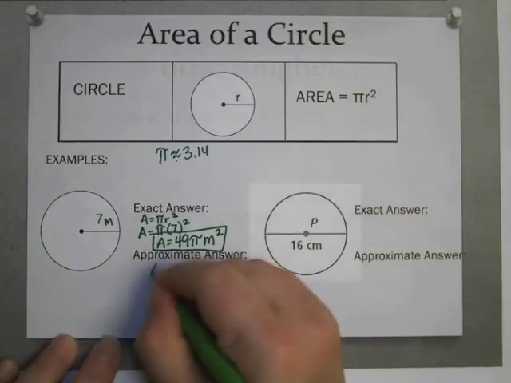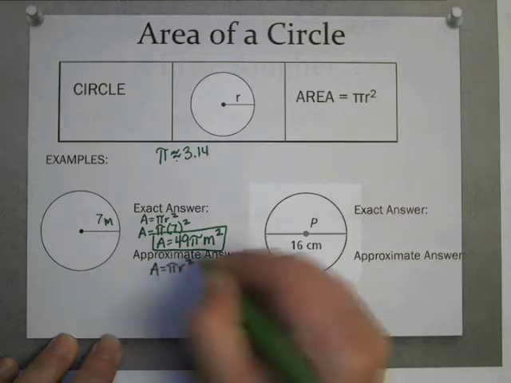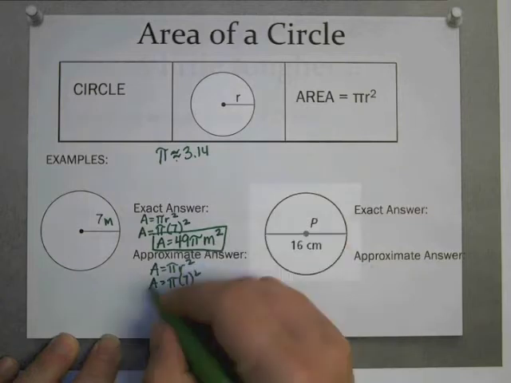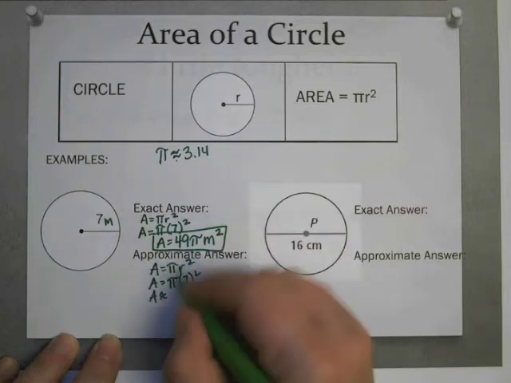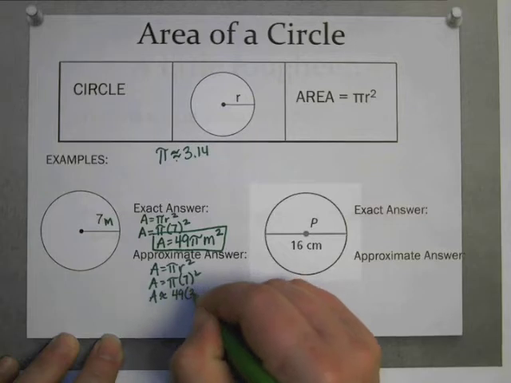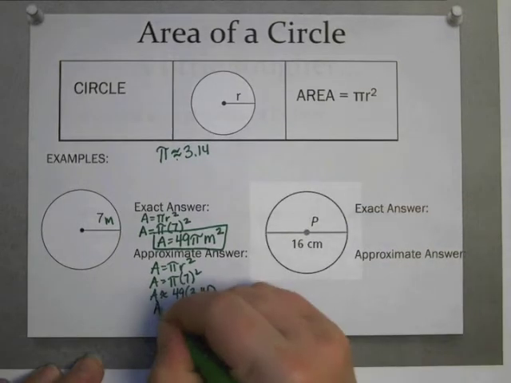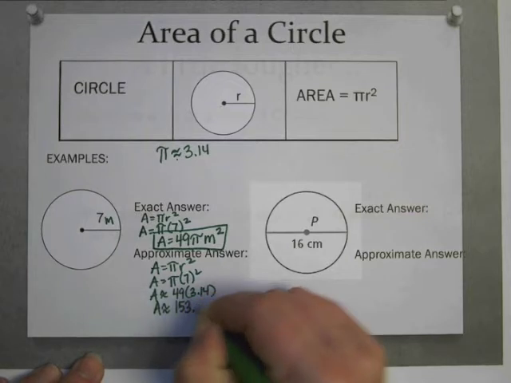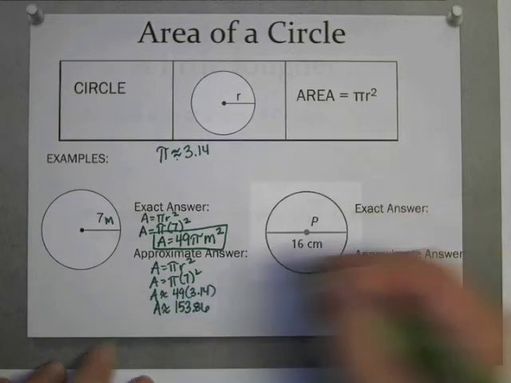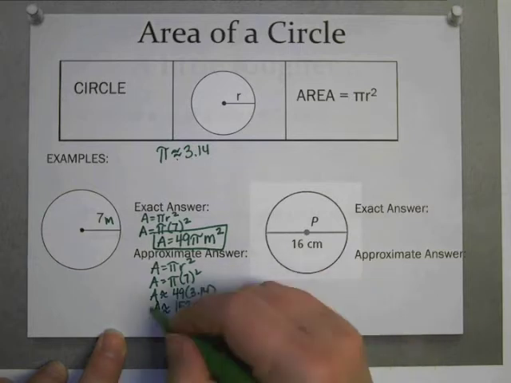Okay, same formula, A equals pi r squared. Plug in the same way when we're trying to find the approximate answer, but as soon as we put that pi down as 3.14, we change that to an approximately sign. So we've got 49 times 3.14, and that gives us, I got 153.86. Again, it's meters, so it'll be meters squared.